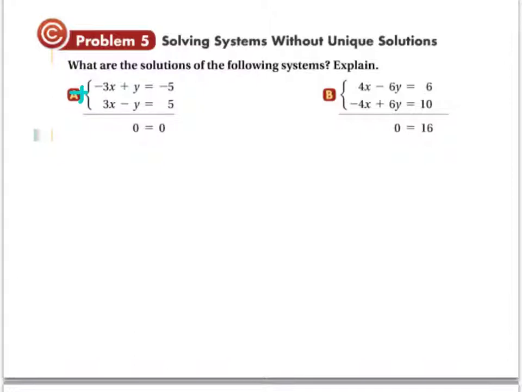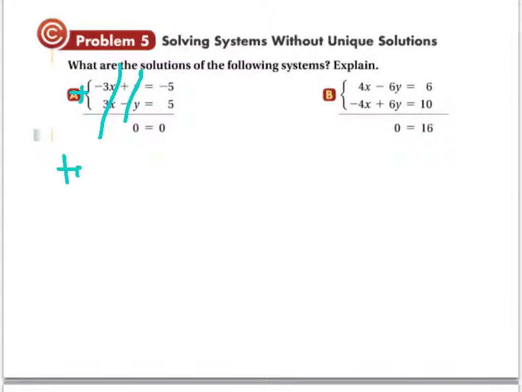Negative 3x plus 3x, they eliminate. Y plus negative y, they eliminate. So if everything is eliminated on the left-hand side, we just end up with 0. Negative 5 plus 5, that's just 0. So we get a statement of 0 equals 0. Well, that's true, right? 0 does equal 0.